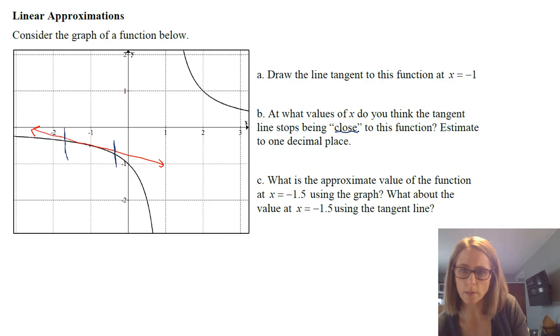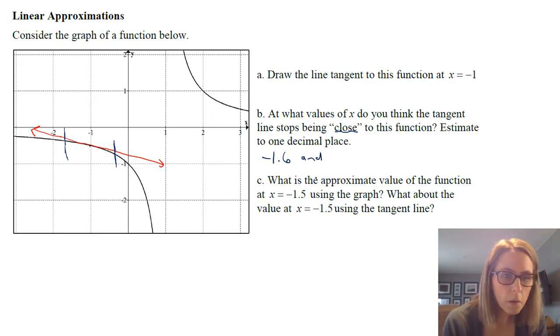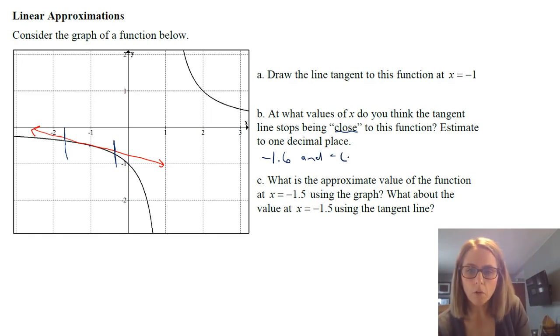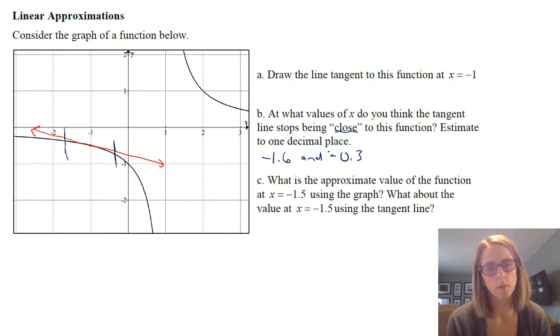Again, it's subjective because it's the value of being close. But I might say, for my picture here, -1.6, and on the other side, -0.3, something like that. Again, you might have slightly different values just depending on your tangent line, even though there really is only one tangent line, but we're all drawing slightly different versions depending on what we have.